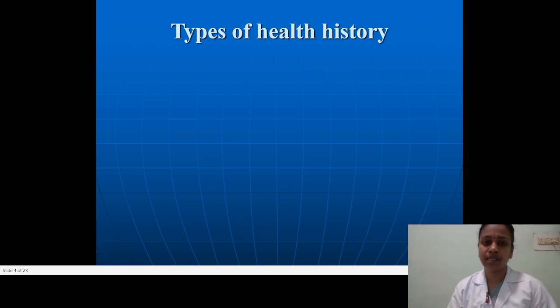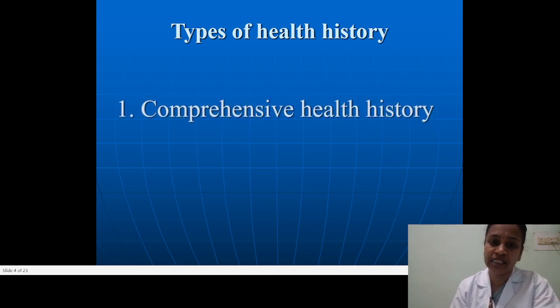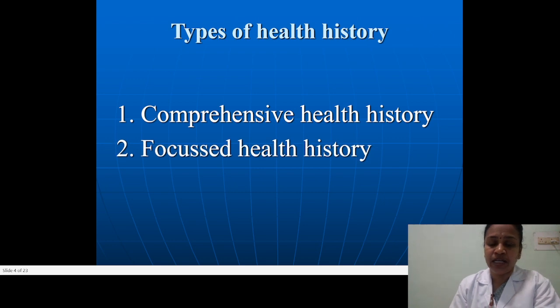Today we will discuss health history. In health history, we have two types: focused health history and comprehensive health history. In comprehensive health history, we go on a traditional basis from head to foot assessment, as well as the past and present socioeconomic status, family history, and other types of history.